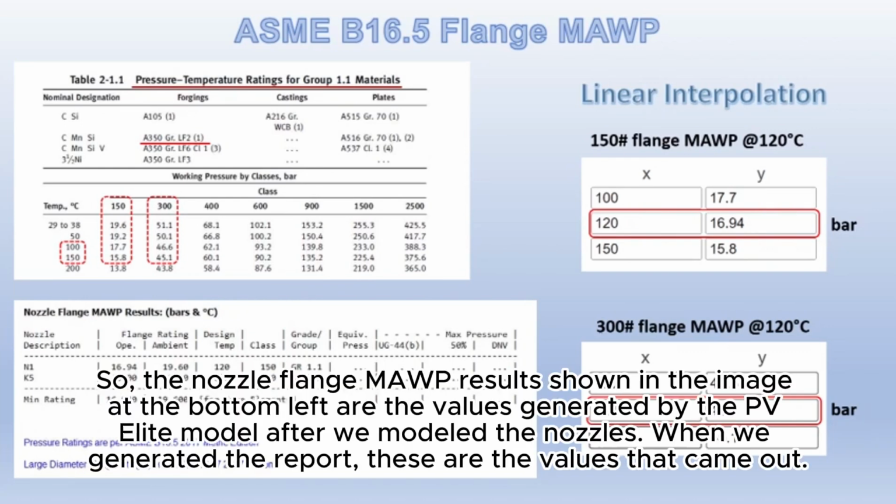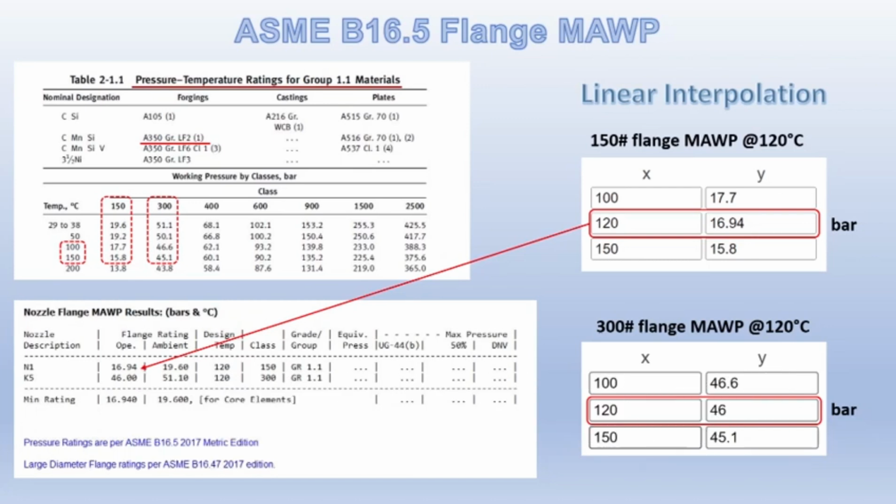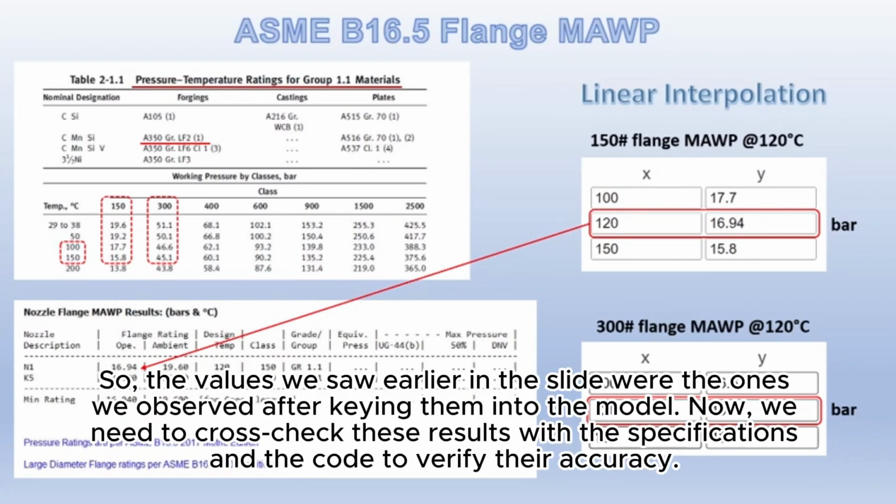So the nozzle flange MAWP results shown in the image at the bottom left are the values generated by the PV Elite model after we modeled the nozzles. When we generated the report, these are the values that came out. So the values we saw earlier in the slide were the ones we observed after keying them into the model.